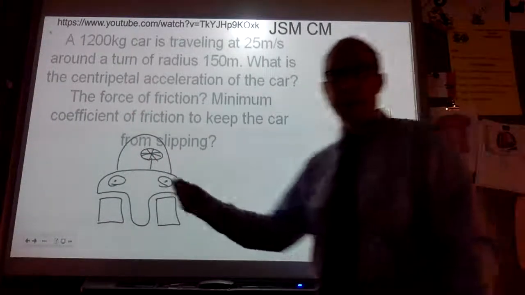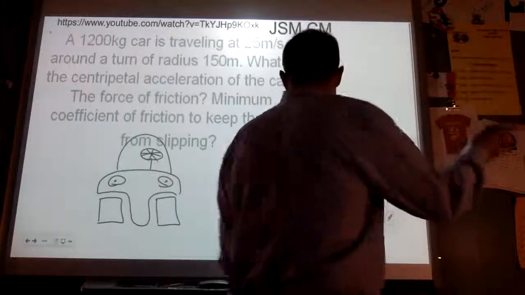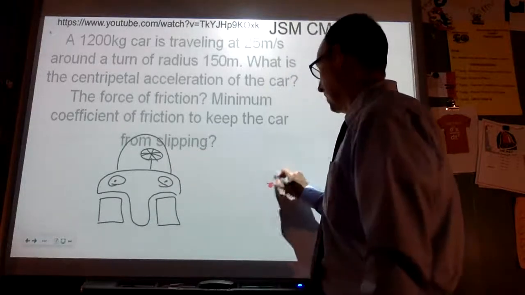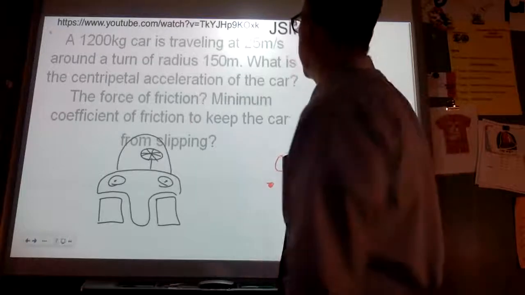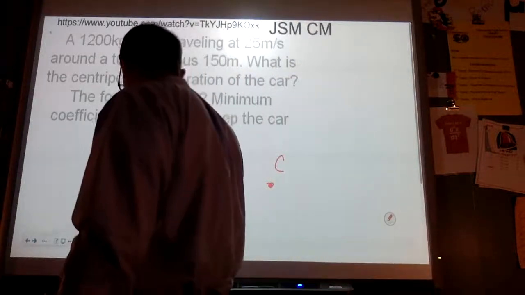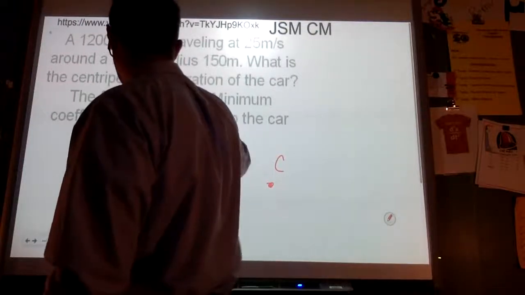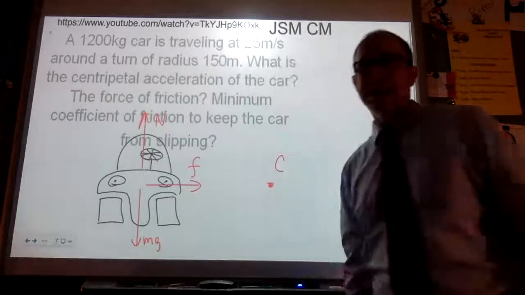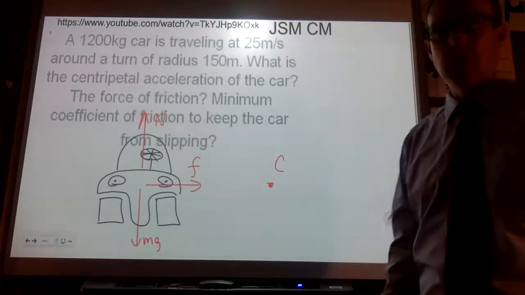Here's the car. It's coming straight at you, and it's going to come out of the smart board, turn around, go into Dr. Turner's room, and come back out. So the center of the circle is somewhere there. What is the free body diagram on this? It would have mg going down, normal going up, and then lowercase f that represents friction going to the right.